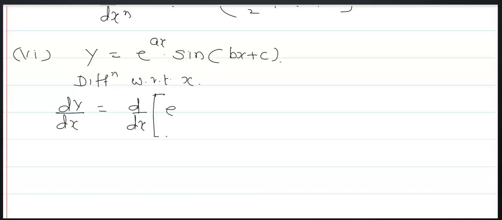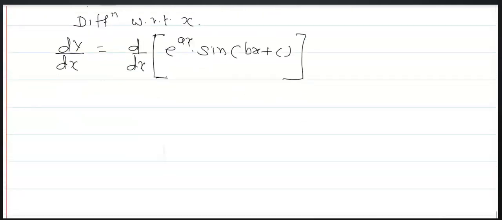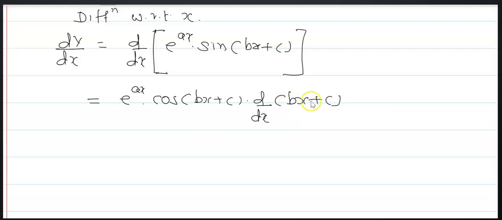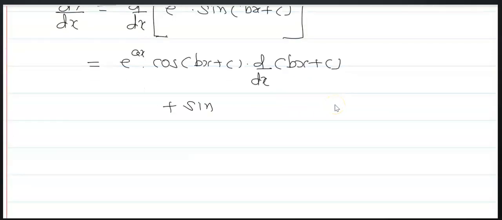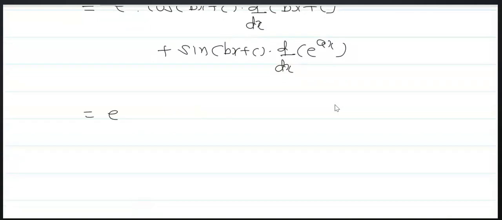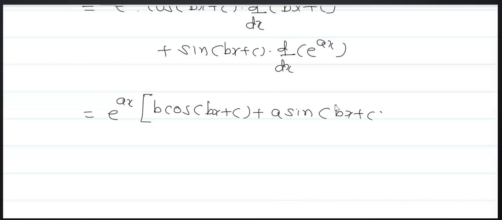That is dy by dx is equal to d by dx of e raised to ax sine of bx plus c. Now here we will apply the product rule first of all. What is the derivative of sine of bx plus c? It is cos of bx plus c into d by dx of bx plus c, plus sine of bx plus c into the derivative of e raised to ax. What is the derivative of e raised to ax? It is e raised to ax into a. That is e raised to ax, take common, then in brackets you will get b cos of bx plus c plus a sine of bx plus c.